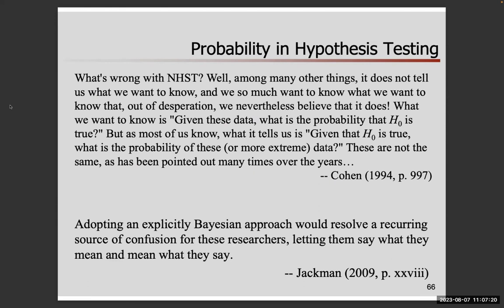From Cohen, what's wrong with null hypothesis significance testing? Well, among many other things, it does not tell us what we want to know. And we so much want to know what we want to know that out of desperation, we nevertheless believe that it does. What we want to know is, given these data, what is the probability our hypothesis or model is true? But as most of us know, what hypothesis testing tells us is, given the null or model is true, what's the probability of these or more extreme data? These are not the same, as has been pointed out many times over the years. One of my favorite quotes from Jackman: adopting a Bayesian approach resolves a recurring source of confusion for researchers, letting them say what they mean and mean what they say. This is how, if you're like me, you've always wanted to talk about your statistical results, but the frequentist said, nope, nope, nope, that's not what it means.